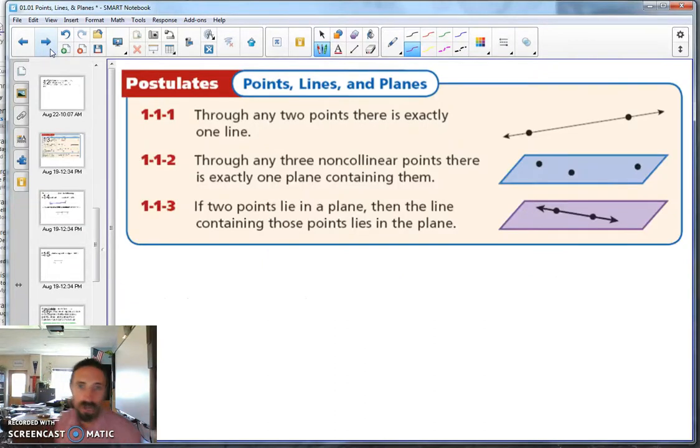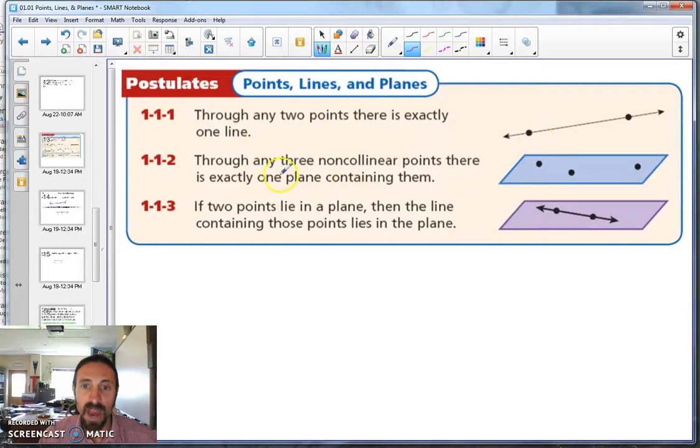Okay, so here is your first set of postulates. These are fundamental properties of geometry that we all accept as truth without proof. These should go in the theorem section of your binder. I would like you to get those in there right now. The first one that we're going to talk about is: through any 2 points, there's exactly one line.